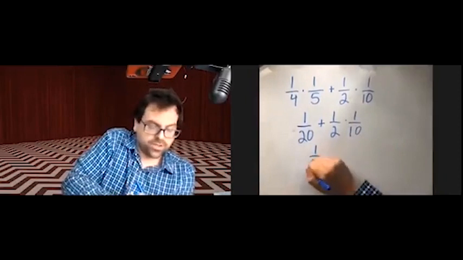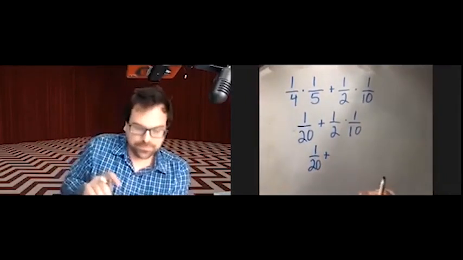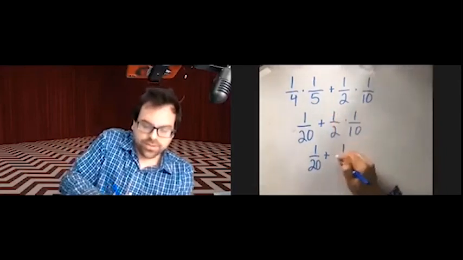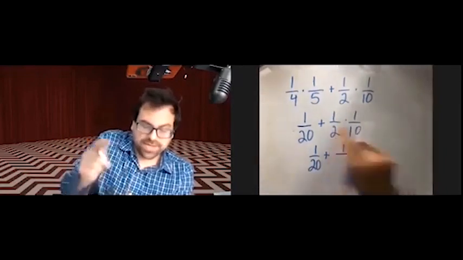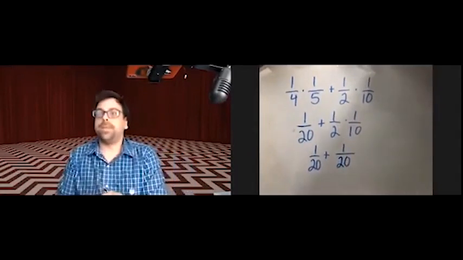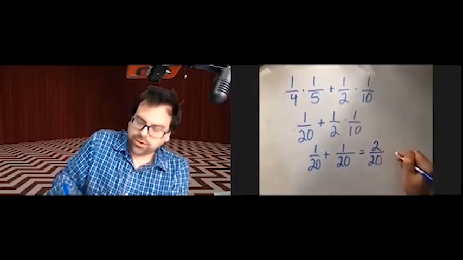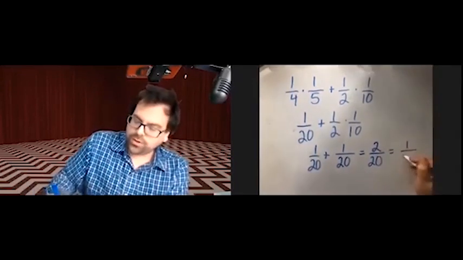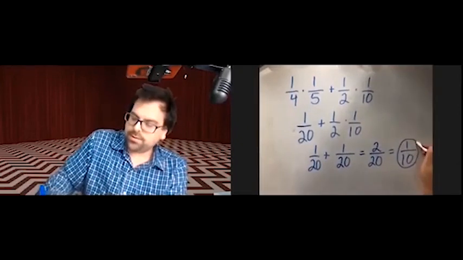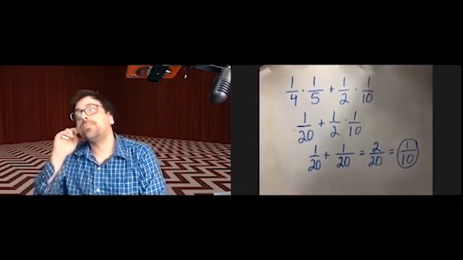So copy down the 1/20 plus. And then 1 times 1 is 1. 2 times 10, that's 20 as well. 1/20 plus 1/20 is 2/20, which reduces to 1/10.